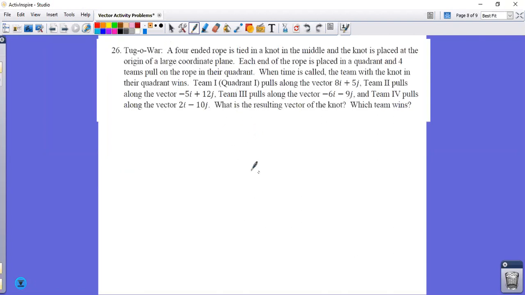All right, so this tug of war has 4 ropes with a knot right at the origin. And each team is going to pull into their quadrant. So when time is called, team 1 ends up pulling at 8 plus 5, so they're pulling that direction. Team 2 pulls negative 5 plus 12. Team 3 is negative 6 and negative 9. And then team 4 is pulling at 2 and minus 10. So each one of them pulls into their quadrant, and whoever gets the knot into their quadrant wins.